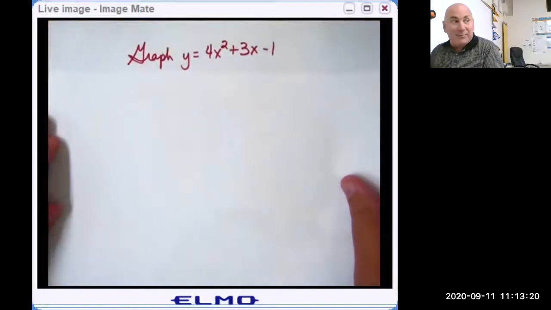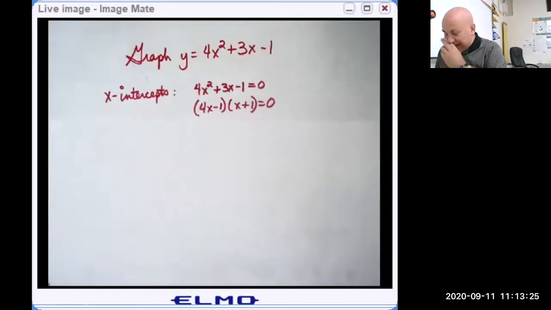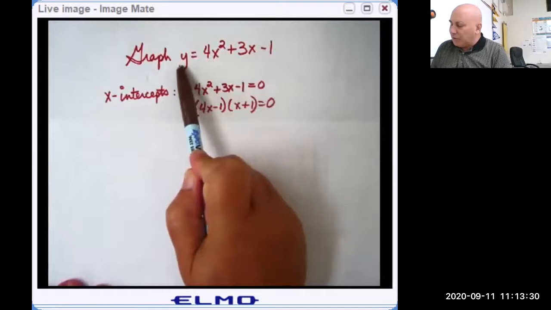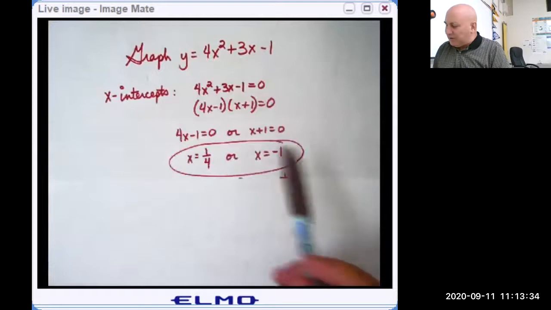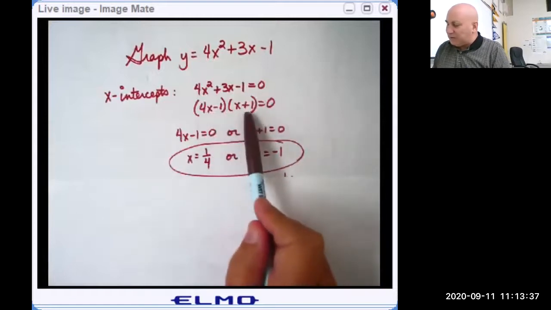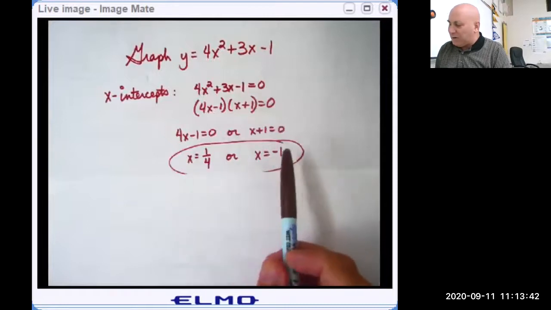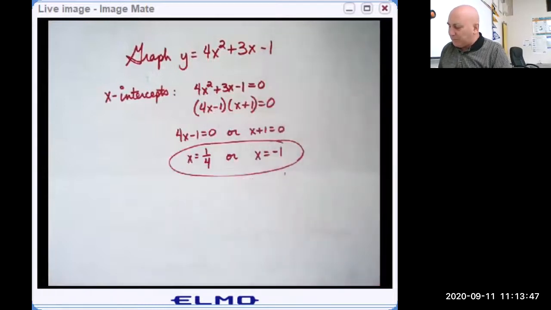And if we graph that parabola, the same polynomial there, we know that the x-intercepts are going to be where y equals 0. So I've factored this already. Now I know that either 4x minus 1 equals 0 or x plus 1 equals 0. That means x is equal to either 1/4 or negative 1. At either of those x values, y will equal 0. So those are going to be my x-intercepts.